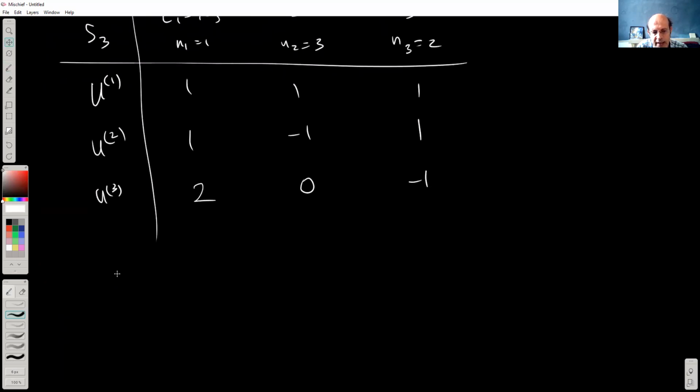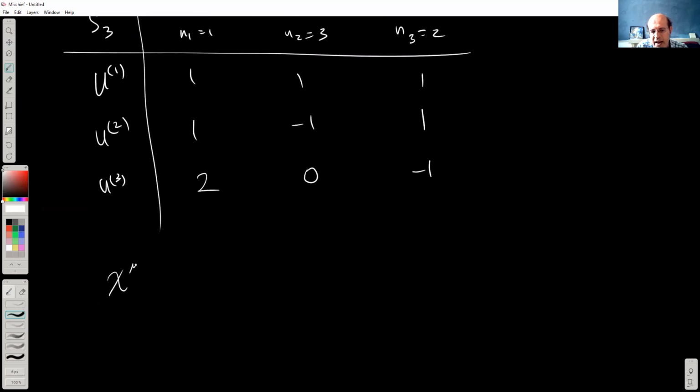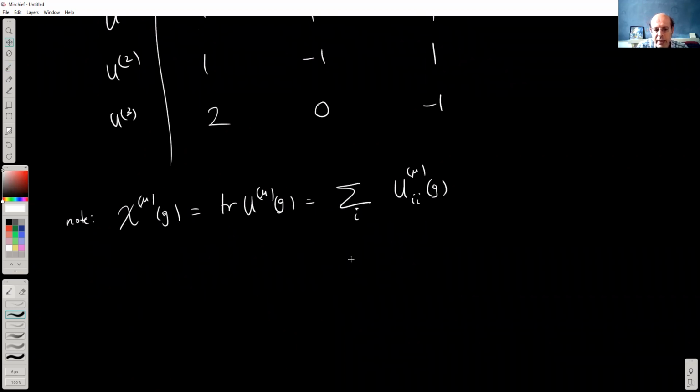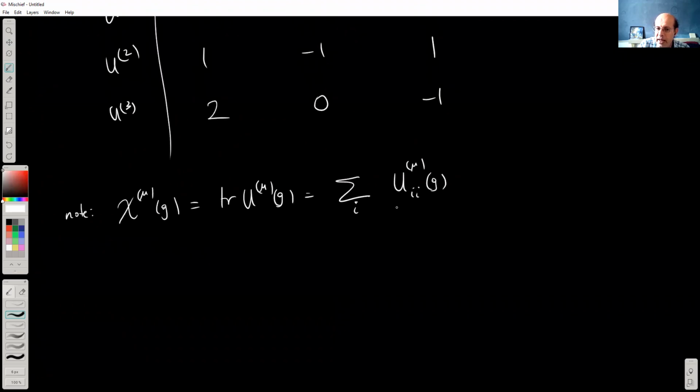So first of all, let's just remember this, right? Chi mu of G is equal to the trace of U mu G. So I can then write this thing down as the sum over i of U_ii mu of G. Okay, just note this. Basically, the character for any element is the sum of the diagonal entries.